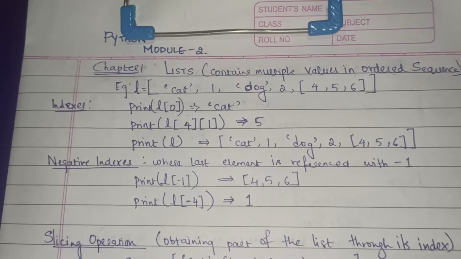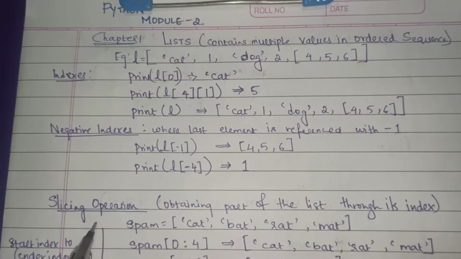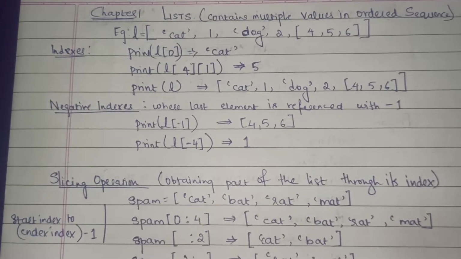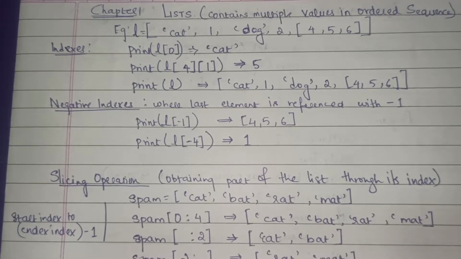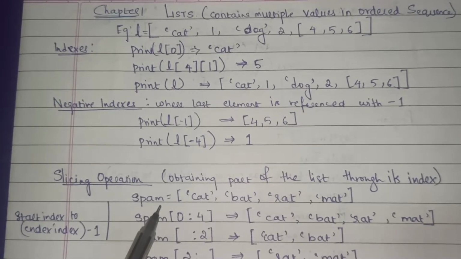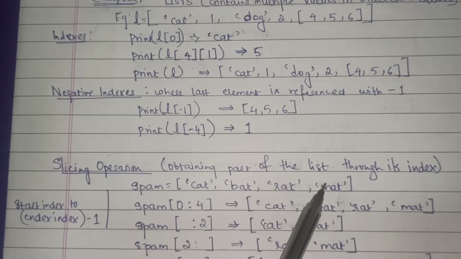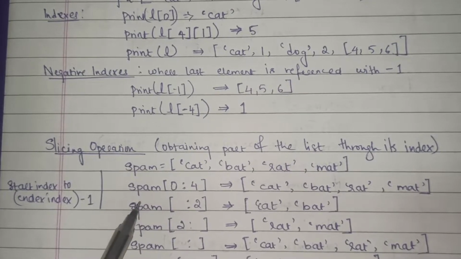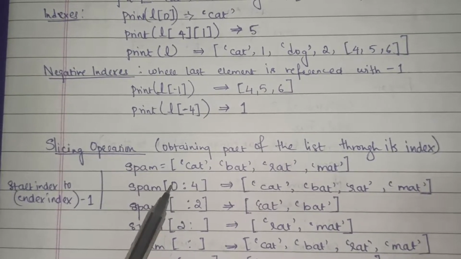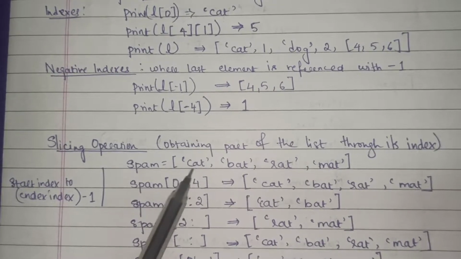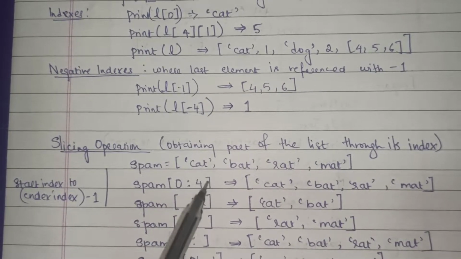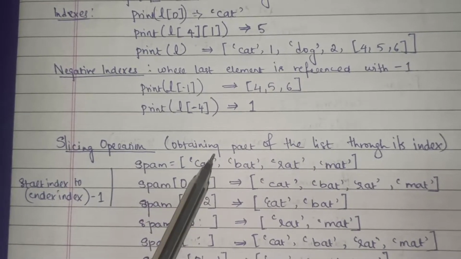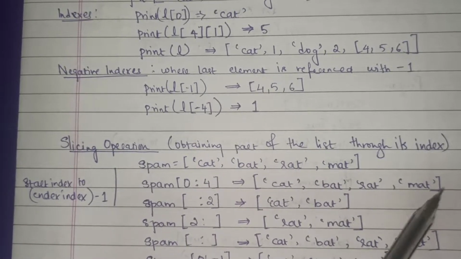Next we'll come to the slicing operation. In the slicing operation, you take only a part of the list by slicing the list through its index. Suppose we have a list spam which has these elements, and you perform the slicing operation 0 to 4. The starting index is 0, so it will print from 0, and the ending index is 4, but it will print up to ending index minus 1, that is 3. It will print 0, 1, 2, 3. So the whole list will be printed in this case.